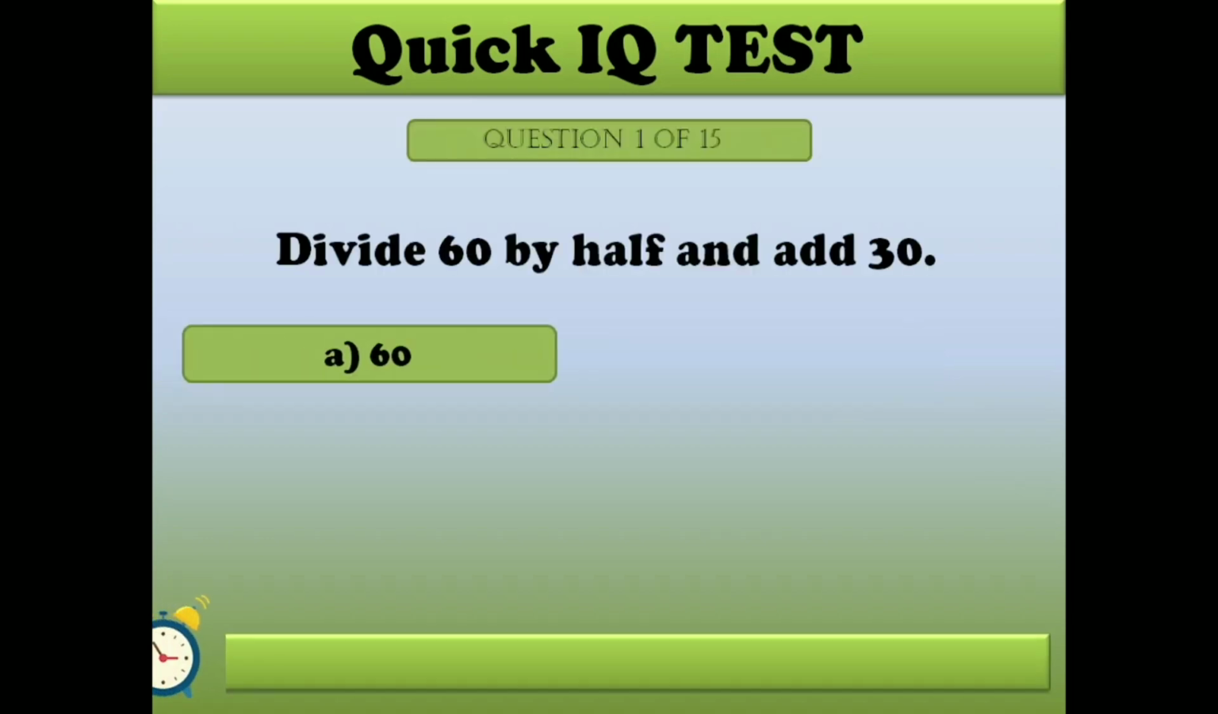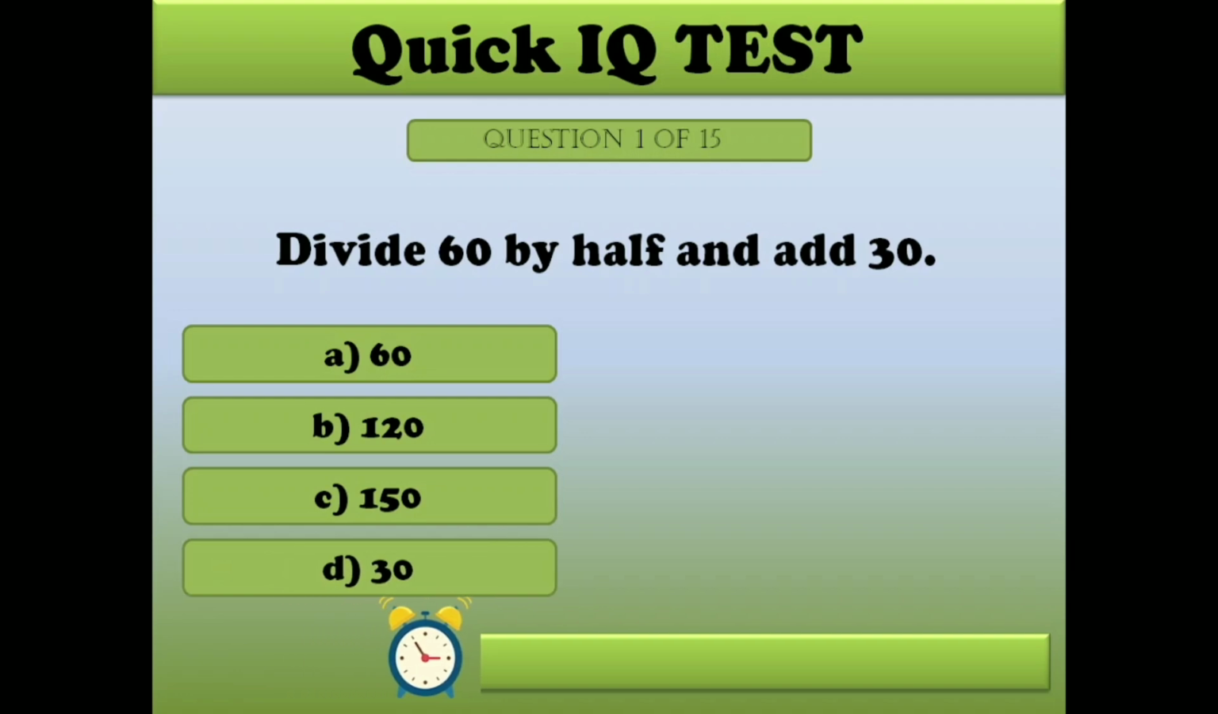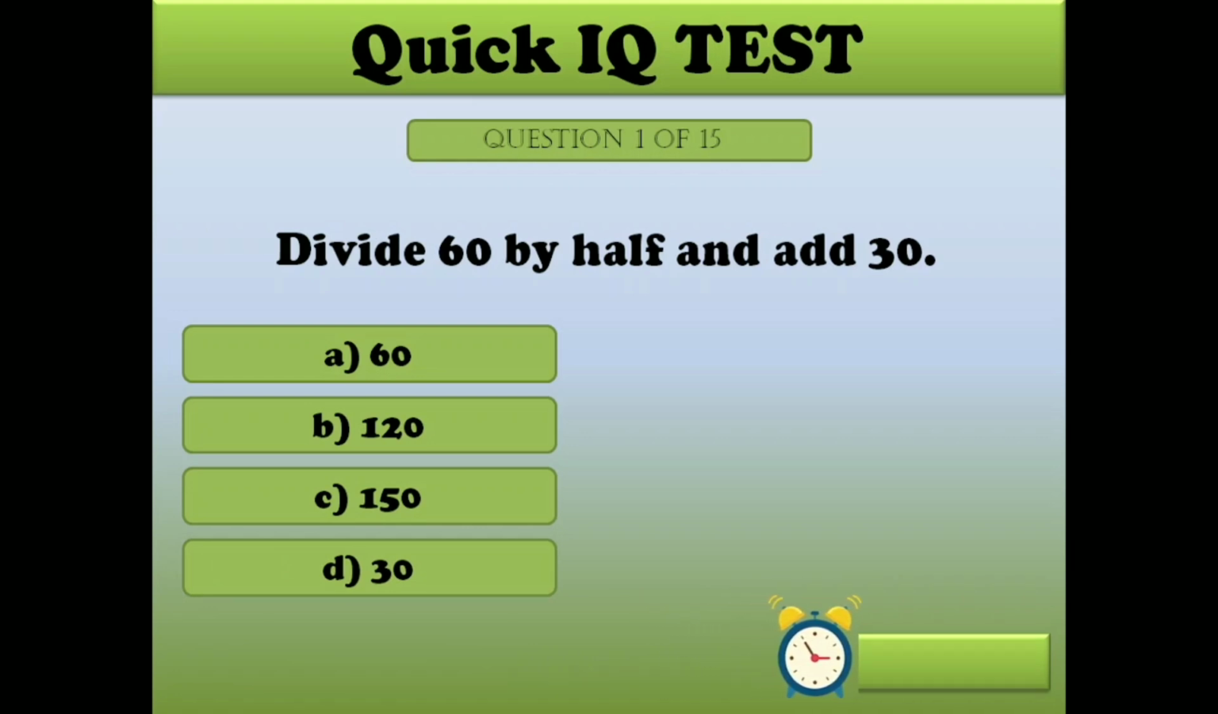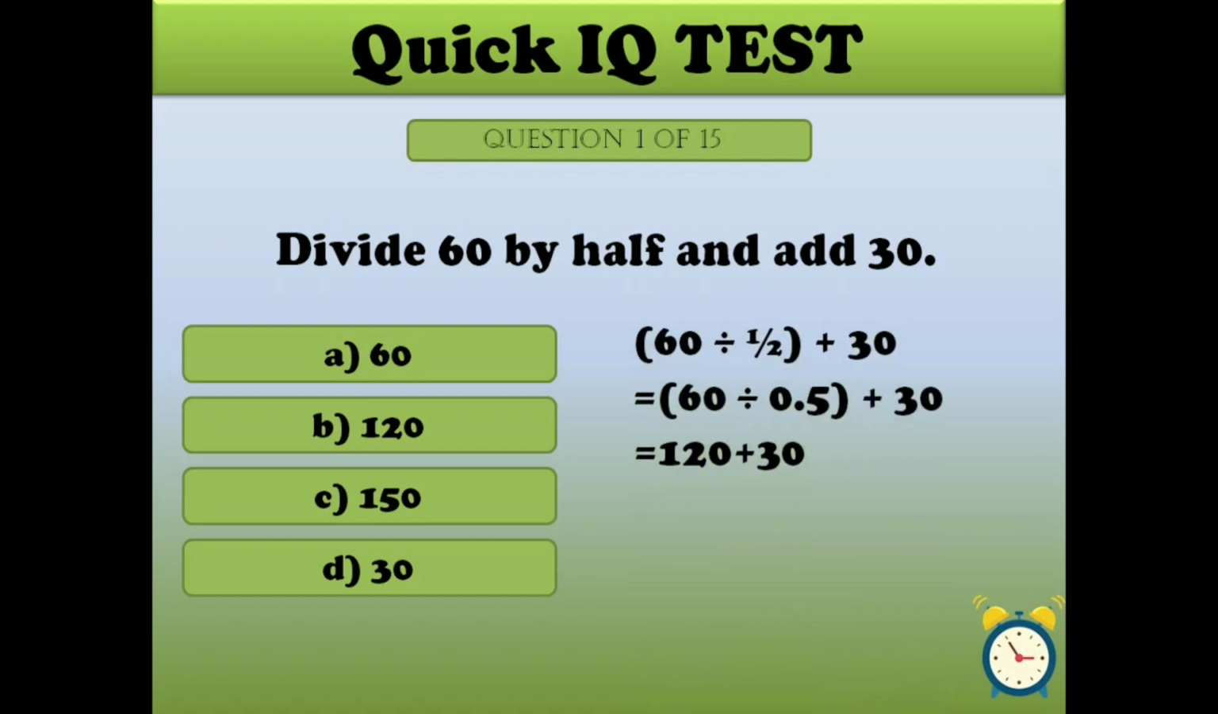Let's start. Divide 60 by half and add 30. Do it wisely. As you can see in the calculation, your answer is option C, 150.